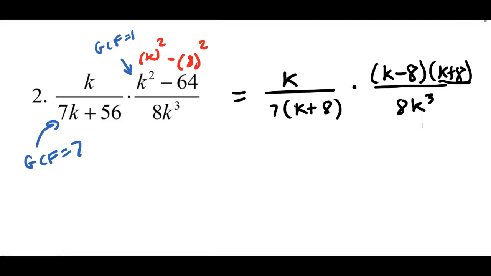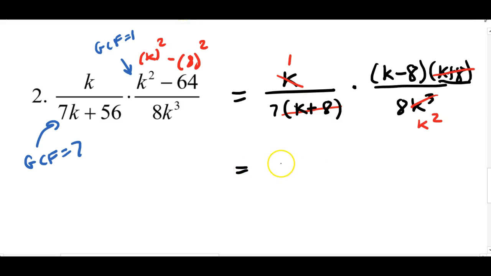Now we can go through it and start canceling diagonally or up and down. So here we can cancel the k plus 8s. And then we can cancel the 1k here with one of the k's here, leaving k to the 2nd. And then that's it. So now we can just multiply straight across.